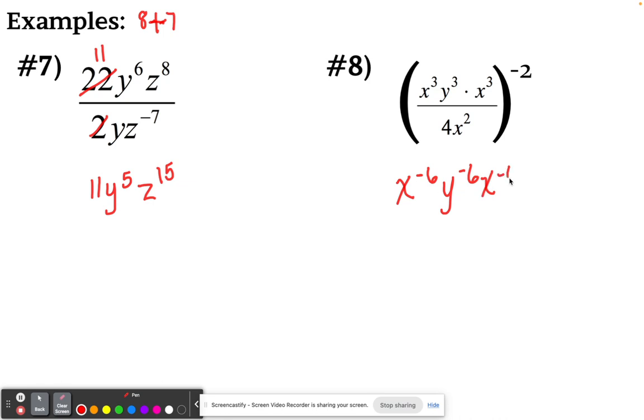Normally I would have simplified this before I raised it to the power. I probably should have done that. Let's start that one over. I didn't like that. Let's start this over first. Let's clean up what we can.